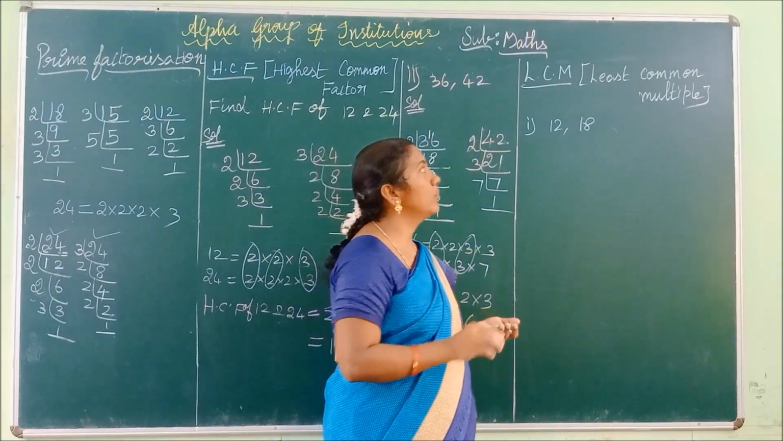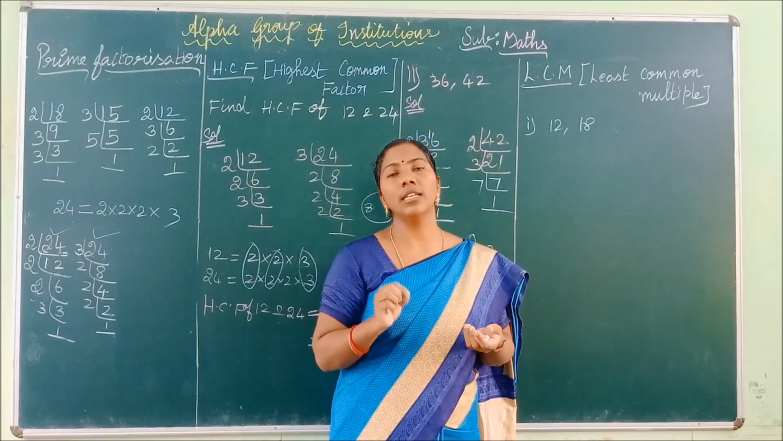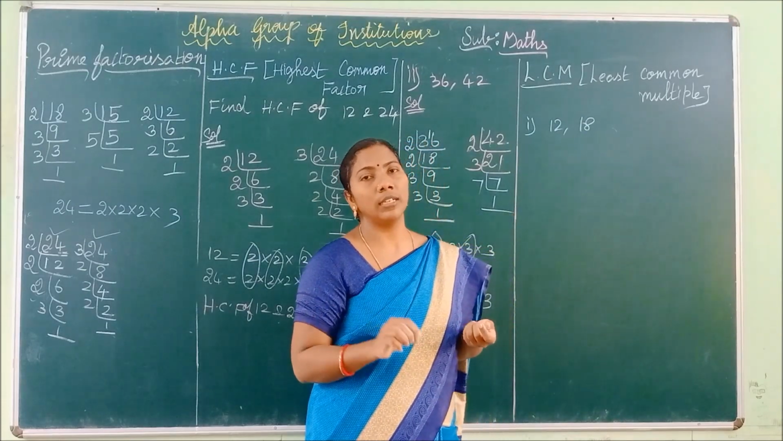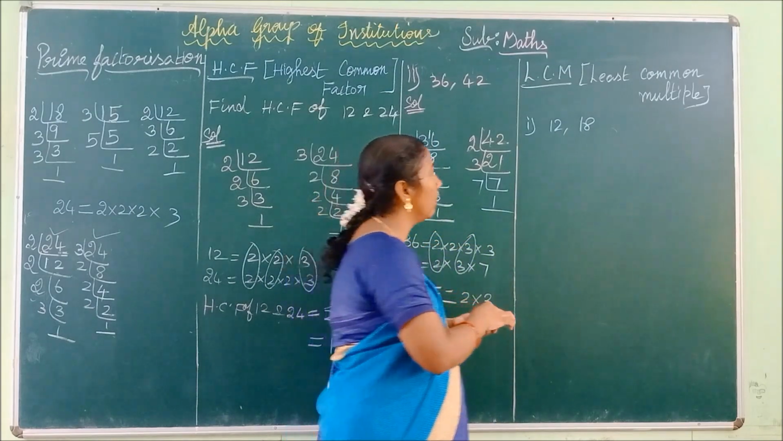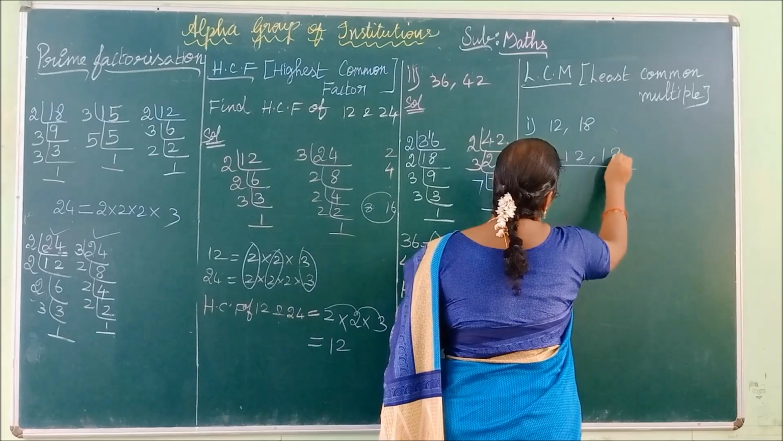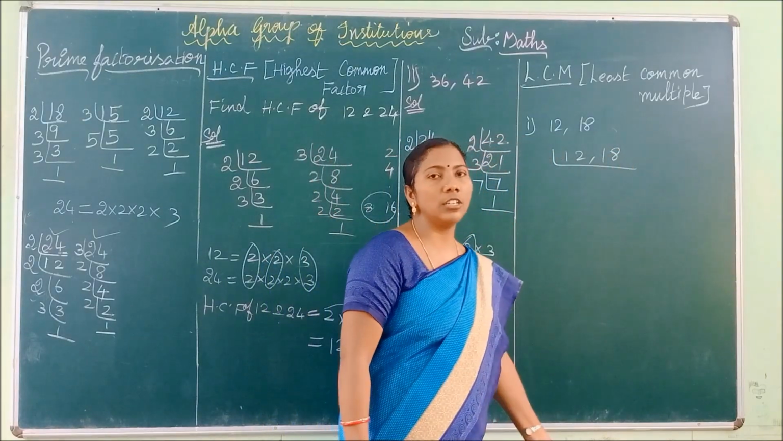What is meant by LCM? Least common multiple. How are we going to find the least common multiple of given numbers? By using the division method. That is, we are using the prime factorization method, but we are factorizing the given numbers simultaneously. So we can call this method the division method.